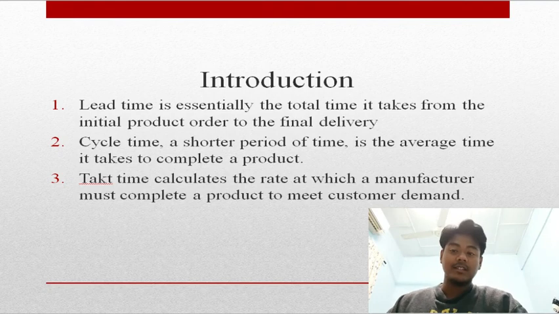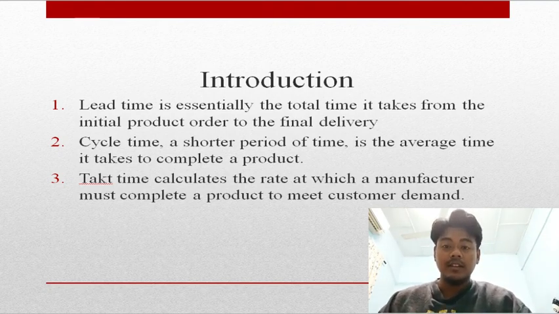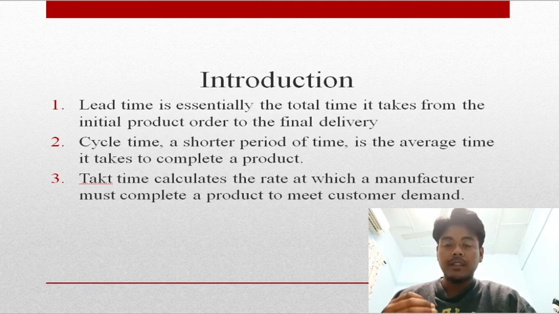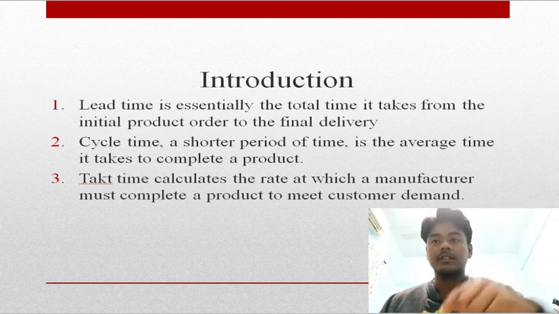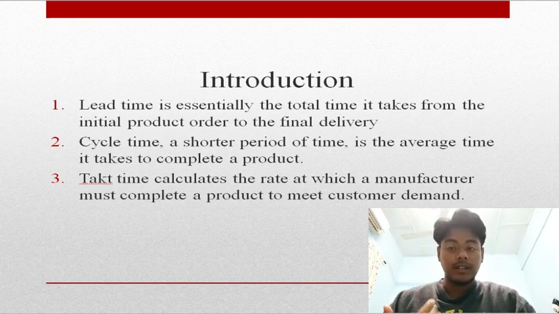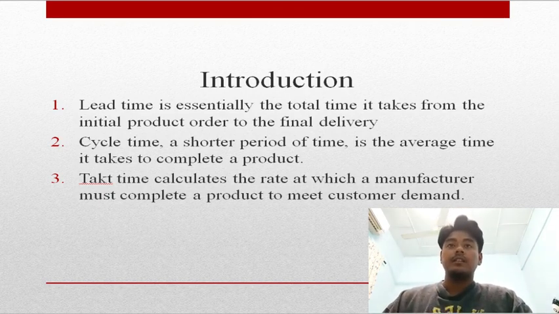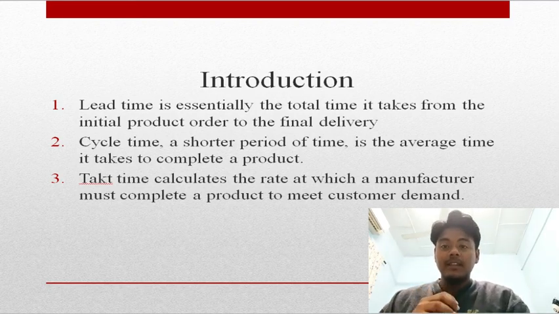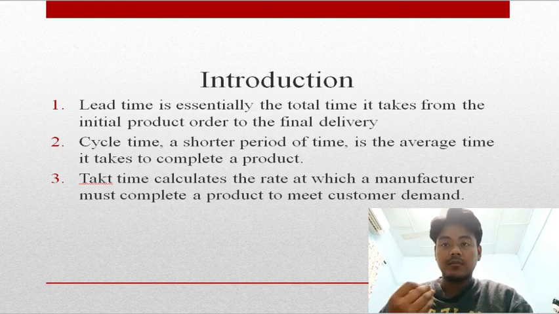Okay, for the introduction I'm going to clarify a little bit about what lead time, cycle time, and take time are. Lead time is the time it takes from the initial product until the final delivery. Cycle time, which is a shorter period, is the average time it takes from the start to the end to complete a certain product. Take time calculates the rate at which a manufacturer must complete a product to meet customer demand.